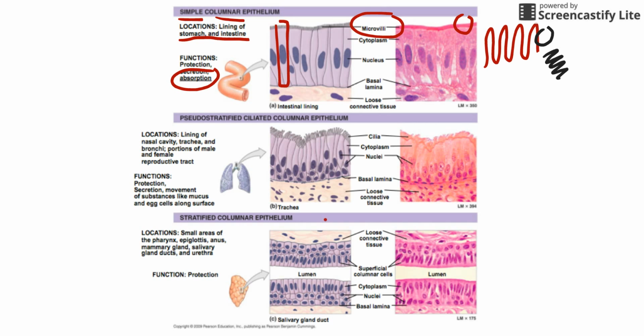Down below, pseudo-stratified. That's how this is pronounced. Everybody struggles with it. Pseudo, like pseudonym in your English class is a pen name, okay? Pseudo-stratified means fake stratified. Okay, so if it's not stratified, it's actually simple, right? So it's a single layer. If you look over here, what's confusing about it is things like this. See how there's a nucleus there and a nucleus here? They look like they're stacked on top of each other.